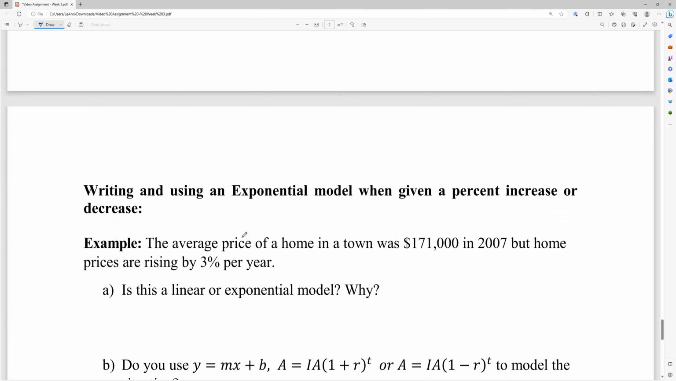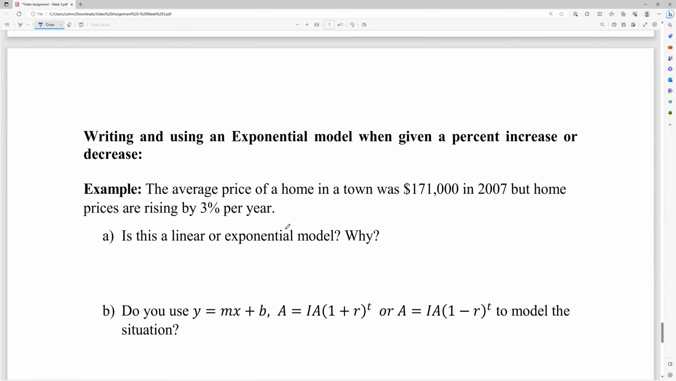So all I wanted to do was do an example where we kind of talk about how do you tell which one you have? And how do I write the model? That's the big thing. So writing and using an exponential model when given a percent increase or decrease. So let's look at this first one. It says the average price of a home in a town was $171,000 in 2007, but home prices are rising. So that's a key word there because that means we're increasing by 3% per year. Notice this is a percent change, not an absolute change. It's not increasing by $3,000 every year. It's increasing by the percentage of the previous year's base.